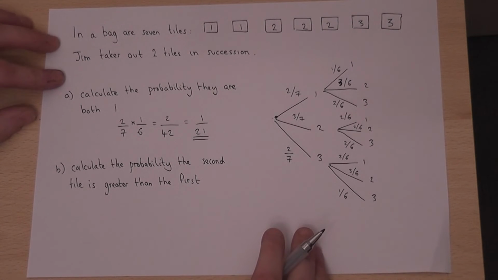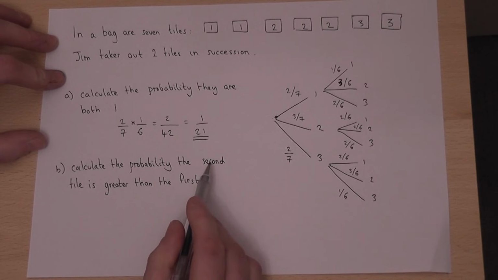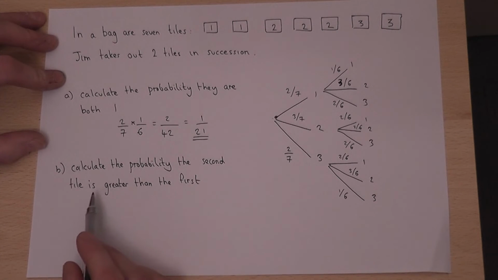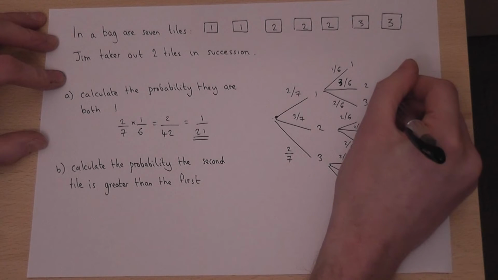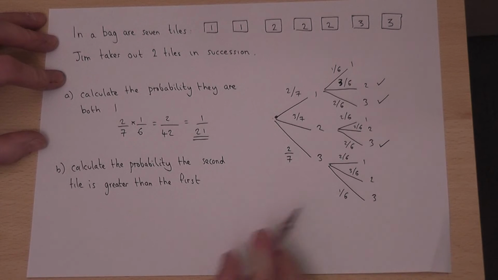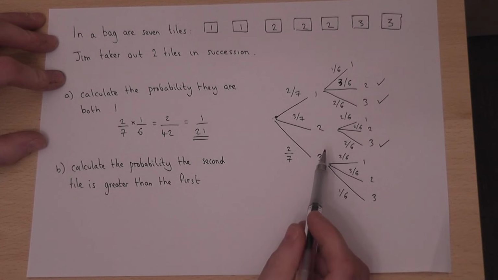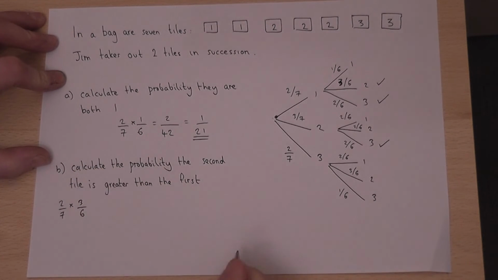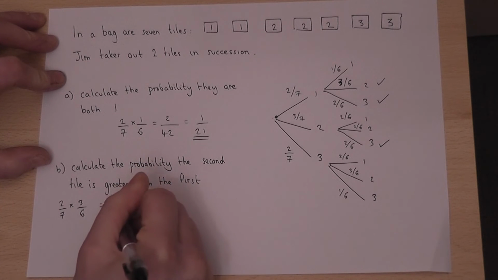Now in part B, the question is, what's the chance the second tile is greater than the first? Now because we've drawn a tree diagram, we just have to tick all the options which satisfy this condition. Well, 2 is bigger than 1, 3 is bigger than 1, 3 is bigger than 2. So there's 3 options. So I must work out each of the options separately. So 2/7 times 3/6, which is 6 over 42.